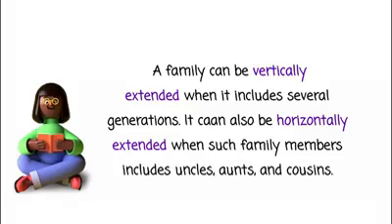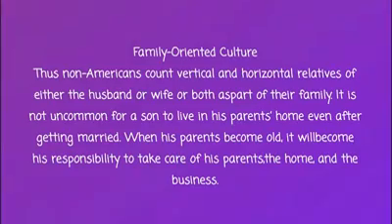A family can be vertically extended when it includes several generations. It can also be horizontally extended when family members include uncles, aunts, and cousins. Family-oriented culture. Thus, non-Americans count vertical and horizontal relatives of either the husband, wife, or both as a part of their family. It is not uncommon for a son to live in his parents' home even after getting married.